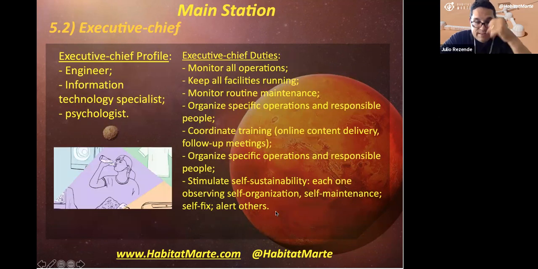Okay. The second position, the executive chief, will be providing support to the commander. Some possible persons to apply to be executive chiefs are engineers, information technology specialists, and psychologists. Also, some duties are to monitor all operations, keep all facilities running, monitor the routines, organize specific operations and trainings, and also stimulate self-sustainability, each one also observing the self-organization.